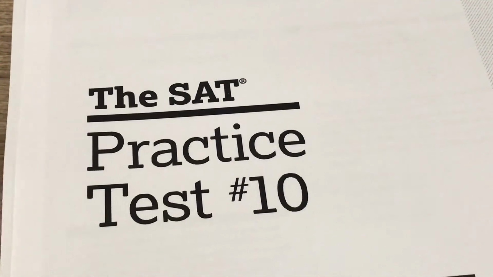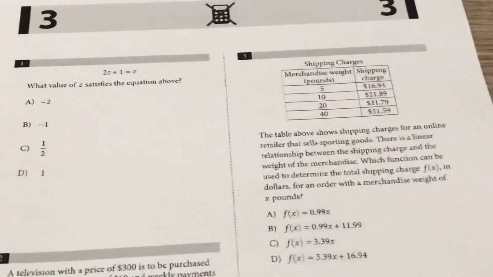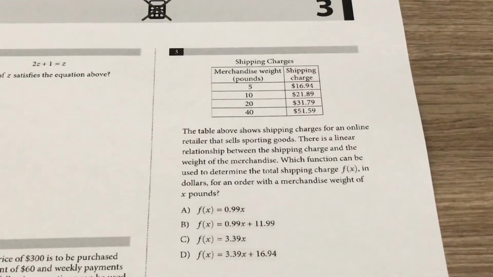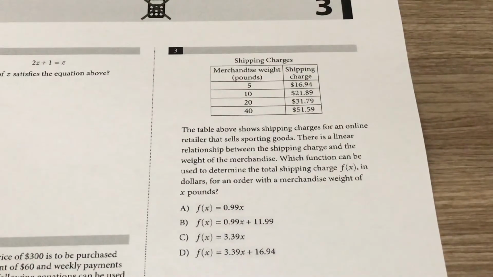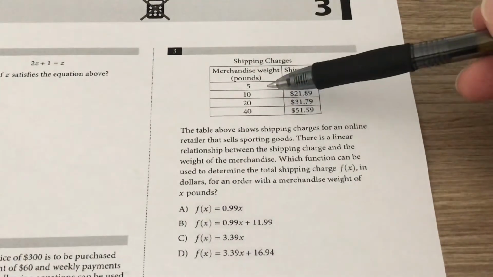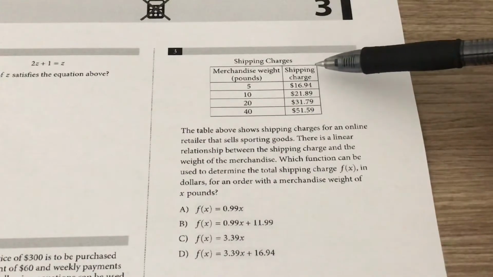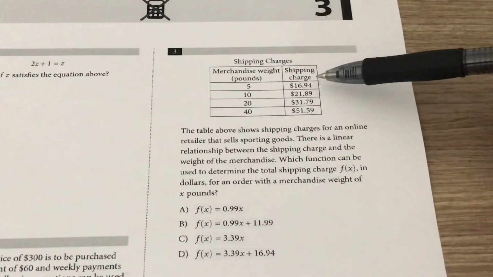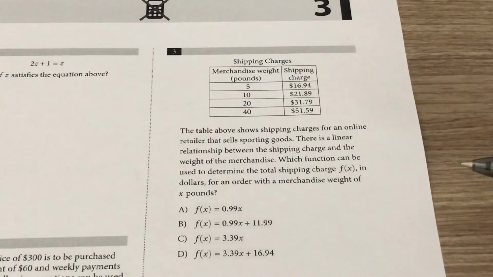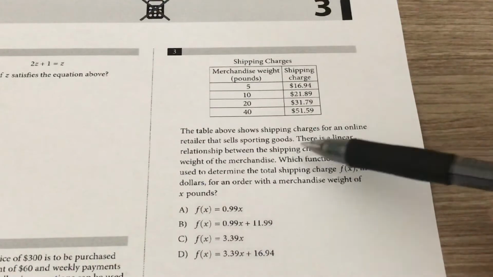Today we're gonna do practice test 10, section 3, question 3. Okay, here you go. They give you a table. On this side, the weight: 5, 10, 20, 40 pounds. And over here, shipping charges. Let's read the question together. The table shows shipping charges.